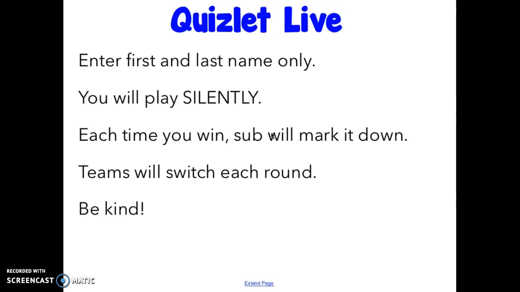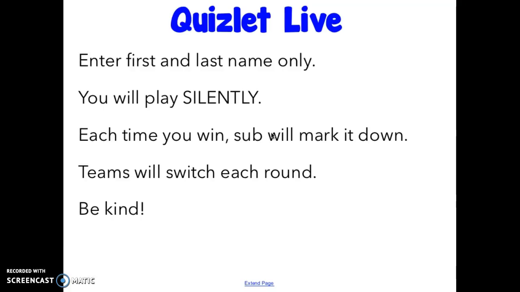How I operate Quizlet Live, or at least I will today for this round of play, you play silently. So you'll see who your team is. It will show up on your iPad who's on your team, but you are not to talk to them. You are not to whisper any answers. You shouldn't make eye contact. You should make no noise at all. And you go ahead and you play through the rounds.